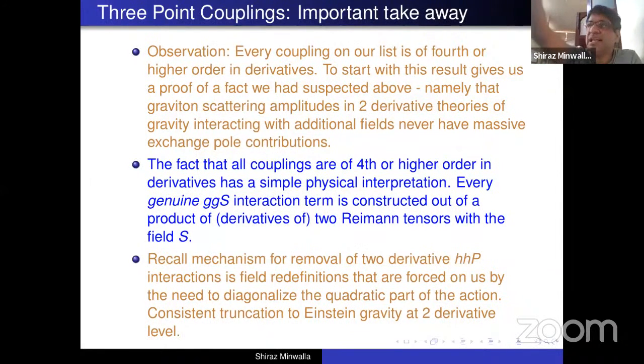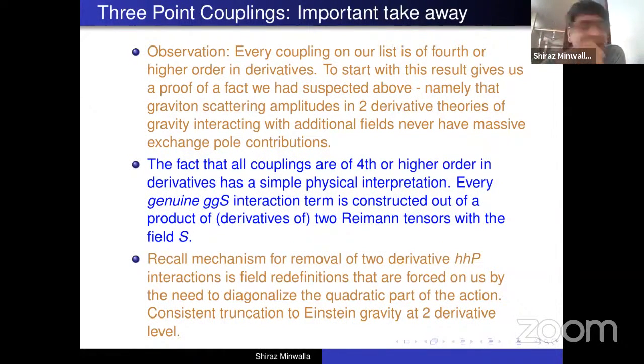Just by looking at our list, we see that every such coupling, every coupling of two gravitons to a particle, is always 4-derivative or higher. Okay? Why is this observation important? Well, it will be important technically at the last part of my talk. But already it's important qualitatively at this point, because it makes precise a statement I'd claimed in my first lecture.